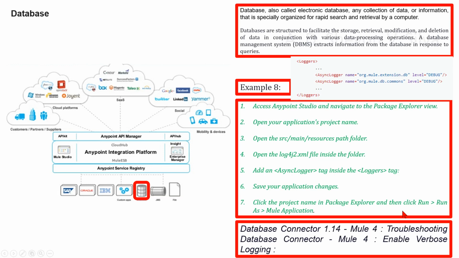To enable verbose logging in the configuration, access Anypoint Studio and navigate to the Package Explorer view. Open your application project's name, open the src main resources folder, open the log4j2.xml file inside the folder, and add the async logger tag inside the logger tag. Save your application changes, click the project name in the Package Explorer and click run, then run as Mule application.